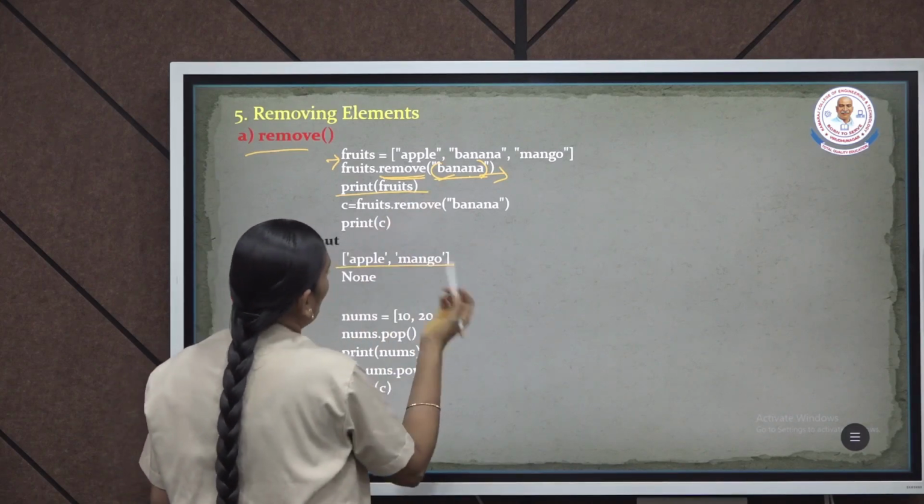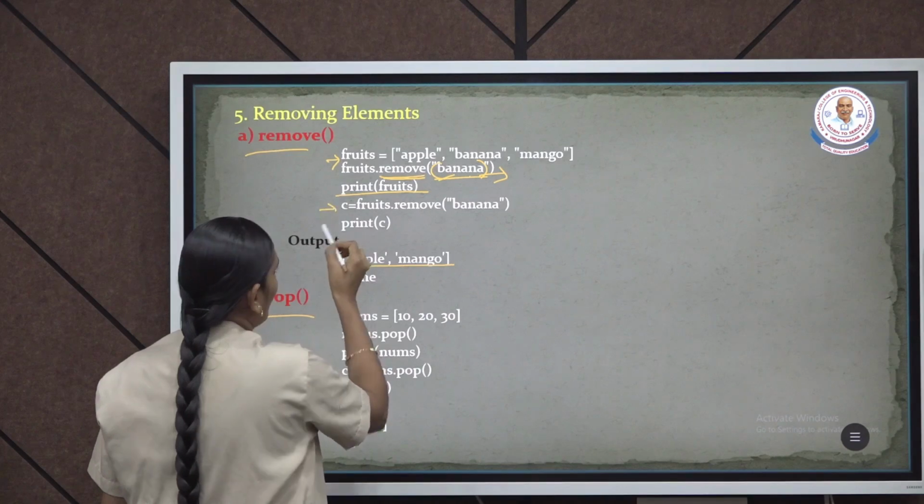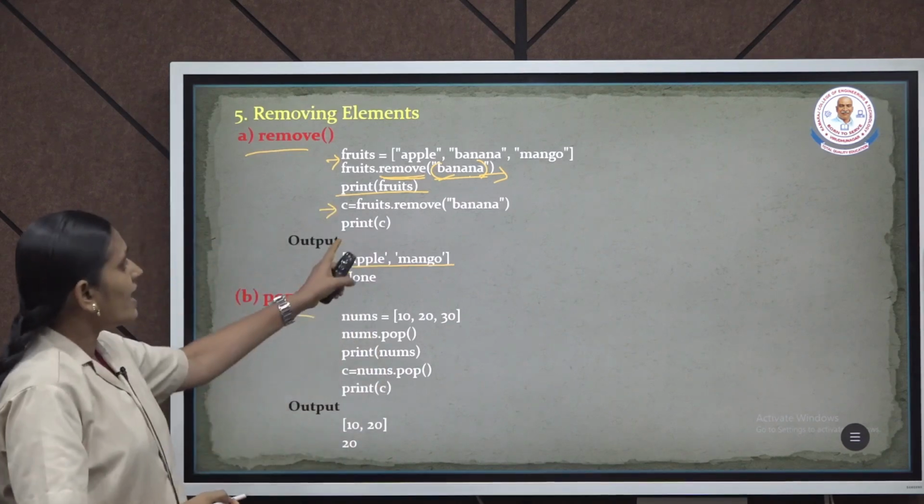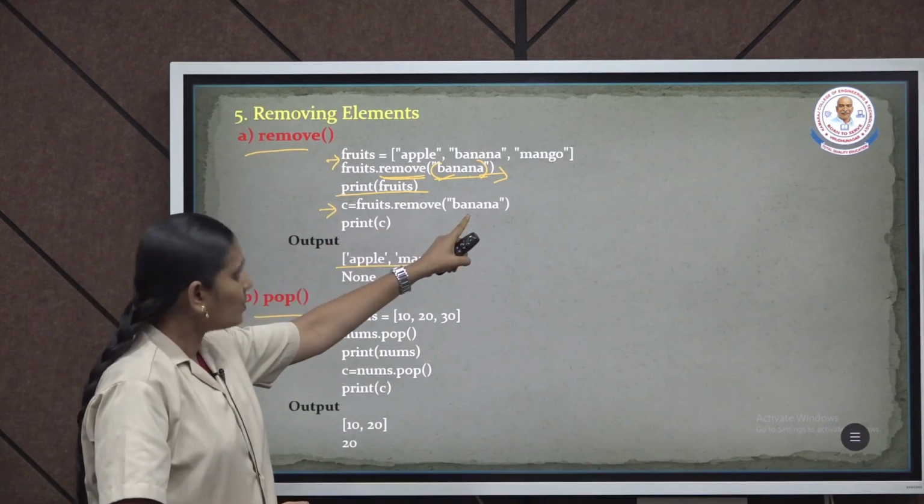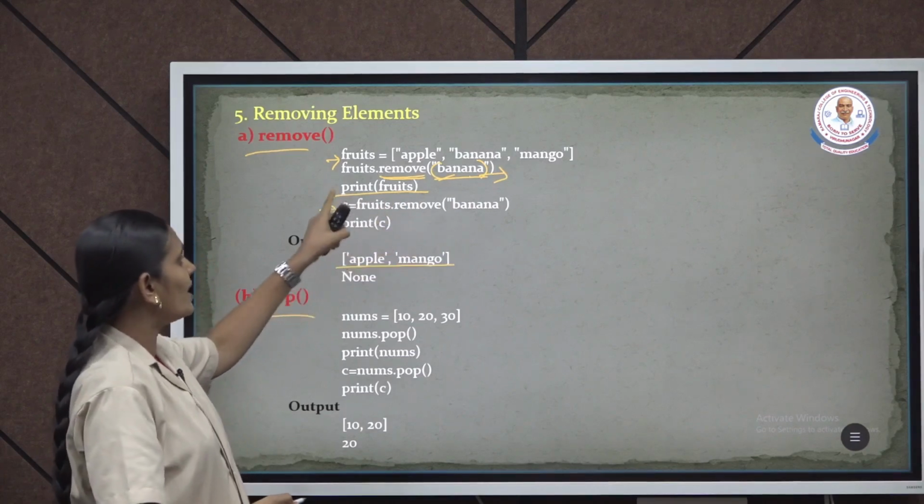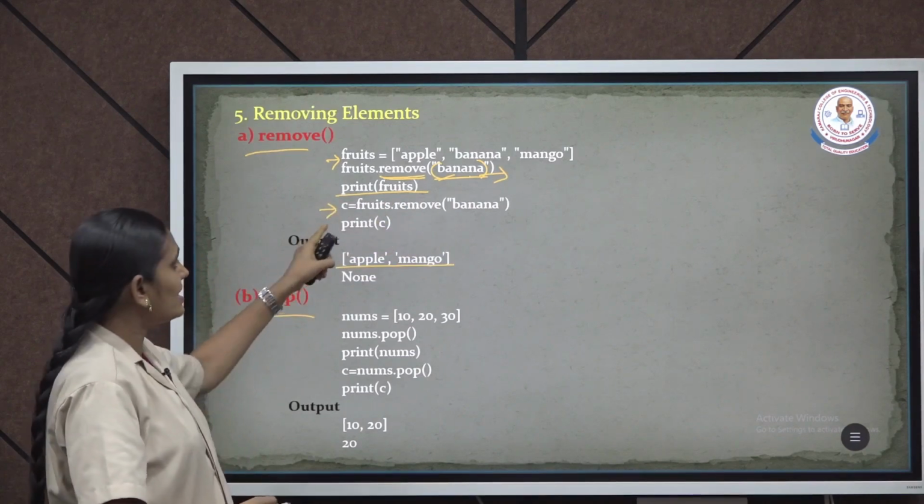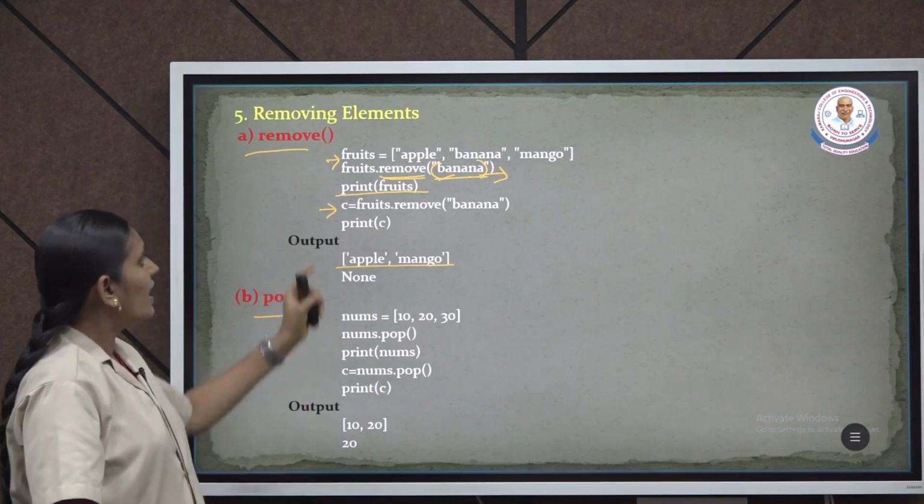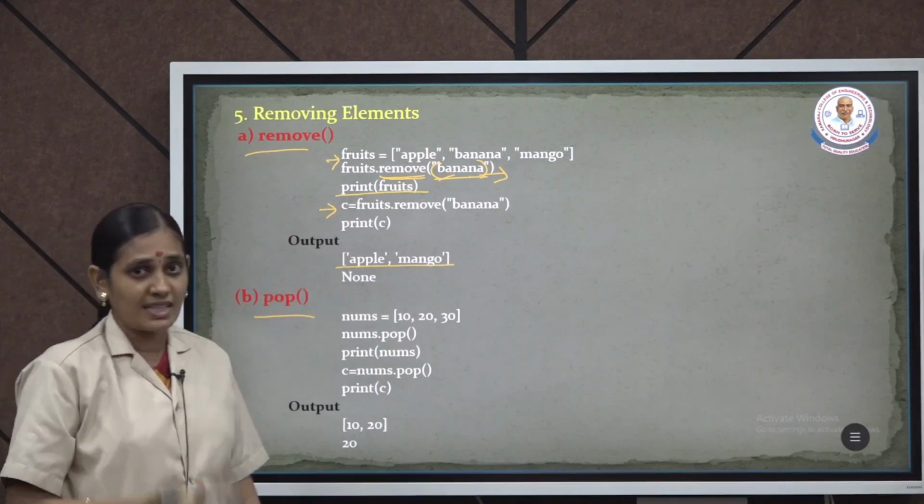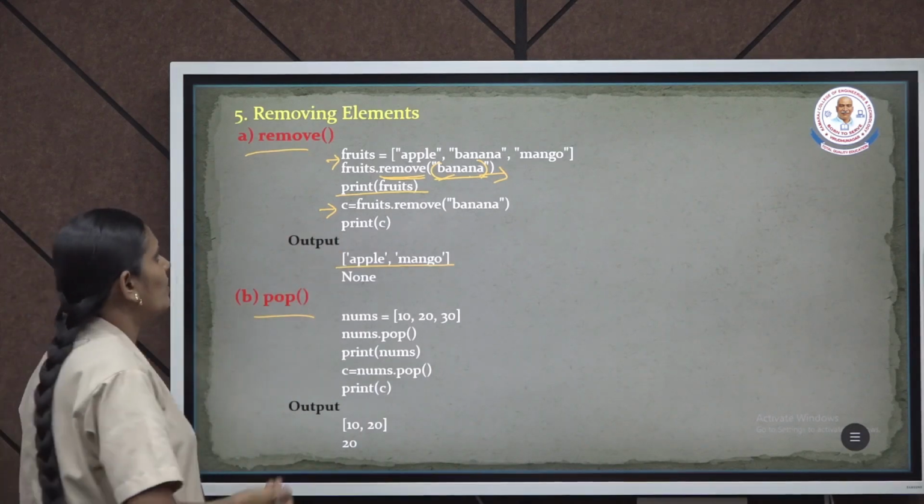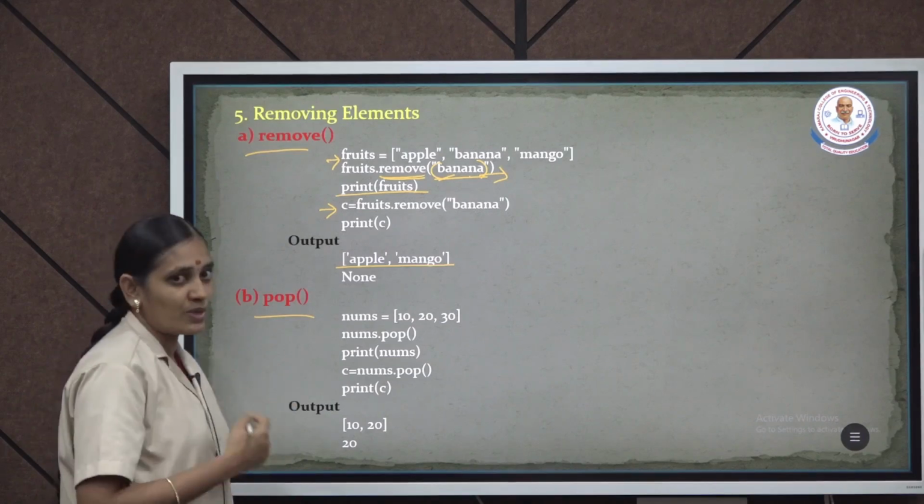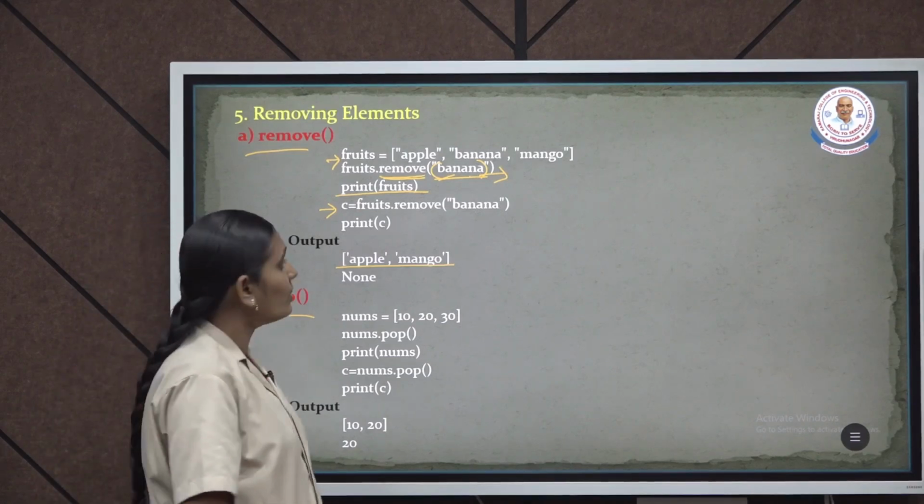Apple and mango. And in this line, I am trying to delete the banana value and store it in a particular variable, but it doesn't display anything because the remove function does not return any value. But the pop function returns a value.